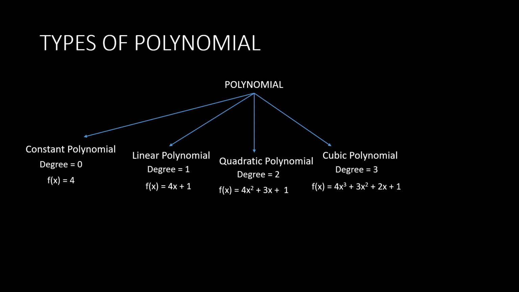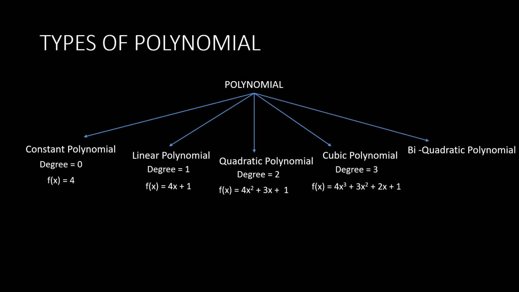The first term, 4x cubed, has a power 3. The second term has a power 2. The third term, 2x, has power 1. And the last term, 1, is multiplied by x raised to the power 0. So it is 0. So you can see the maximum power of the variable x is 3. So the degree of this polynomial is 3, hence being a cubic polynomial.